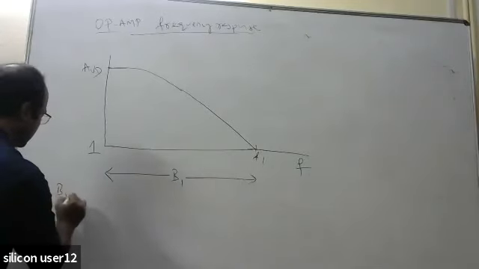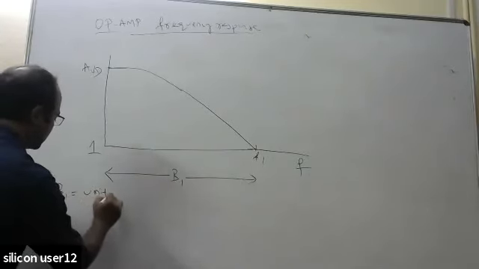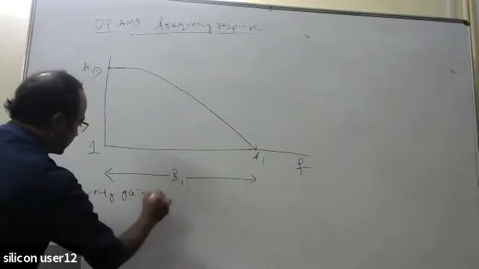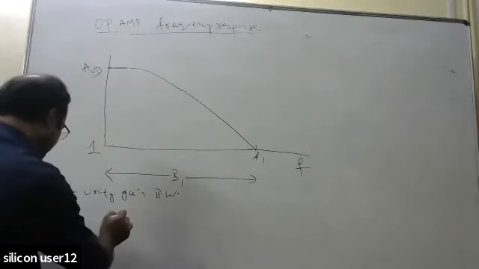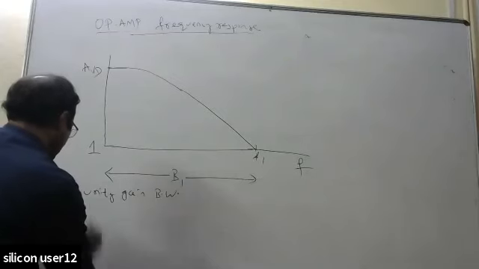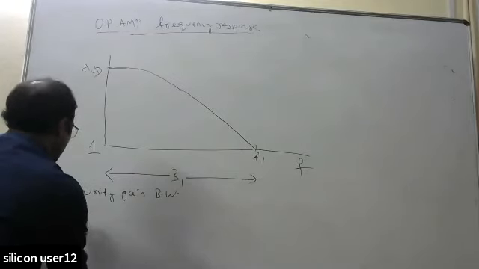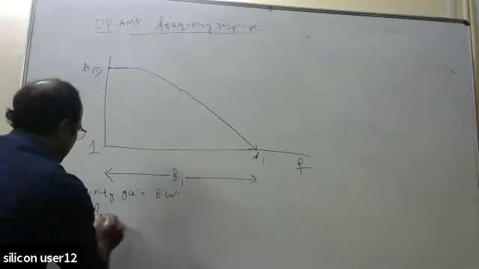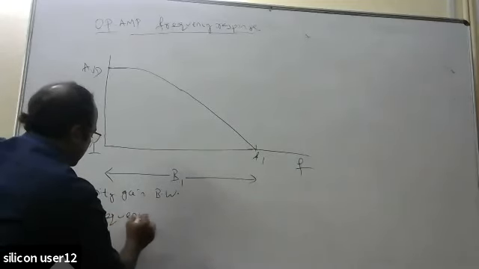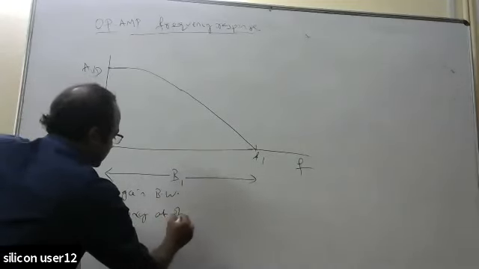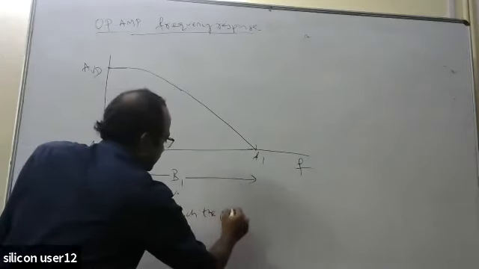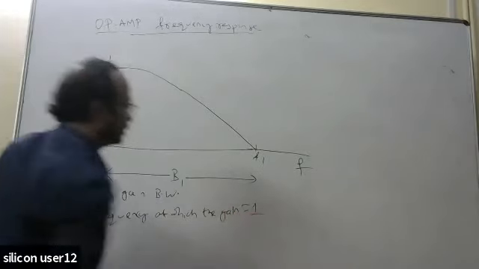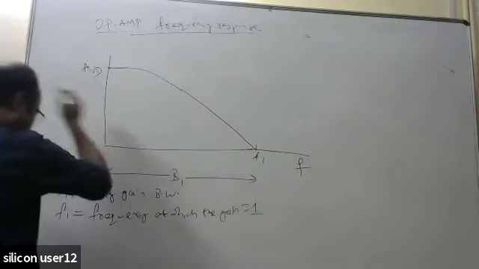B1 is unity gain bandwidth. So F1 is what? The frequency at which the gain is equal to 1.